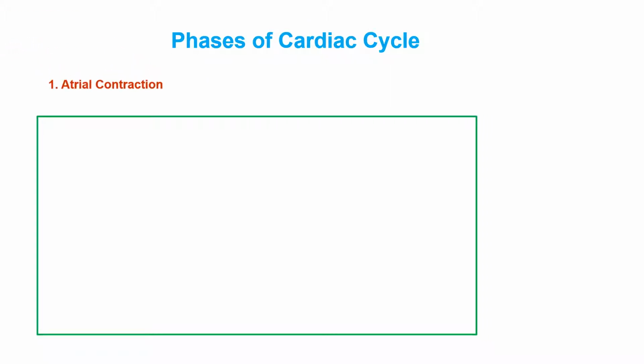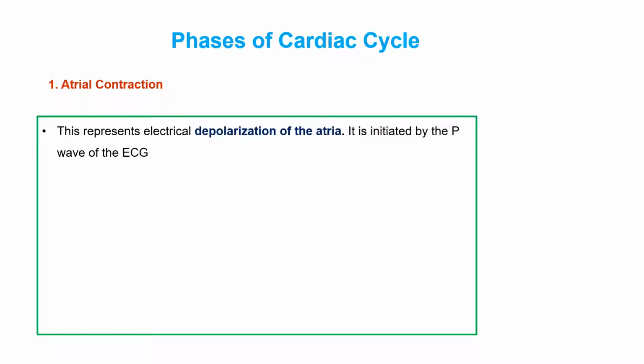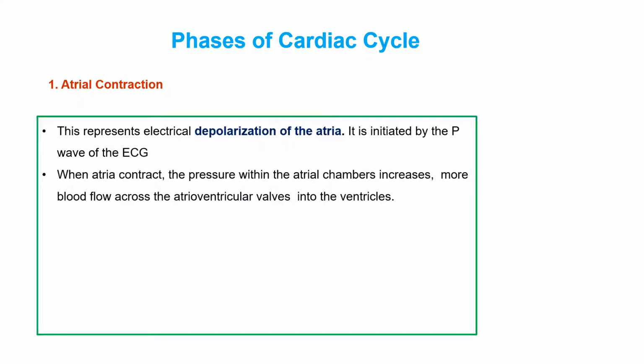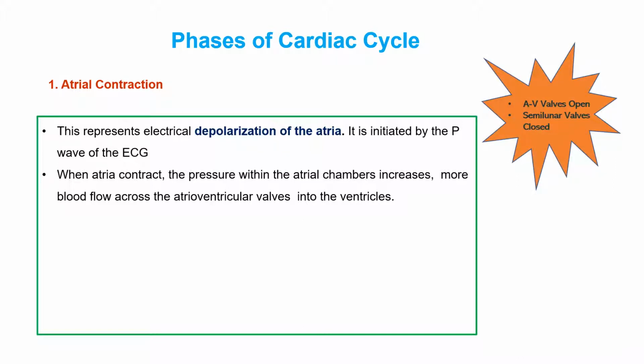Atrial contraction. This is the first phase of cardiac cycle. It is the electrical depolarization of the atria. In ECG, it is represented as P wave. When atria contract, the pressure within the atria increases and more blood passes through the atrioventricular valve into the ventricles. The atrial contraction causes a small increase in the venous pressure, and a heart sound noted during the atrial contraction is S4, that is the fourth heart sound. It occurs due to the vibration of the ventricular wall due to atrial contraction.